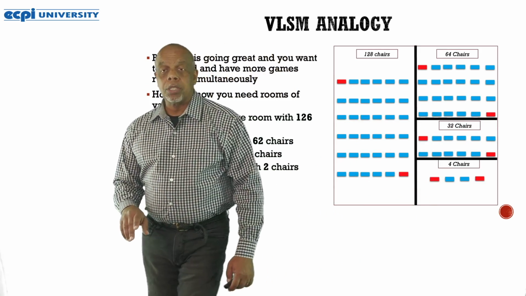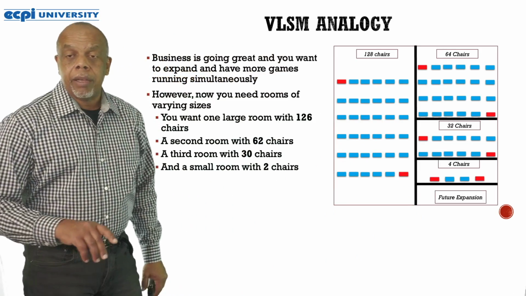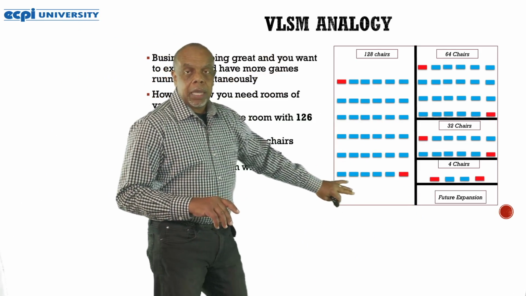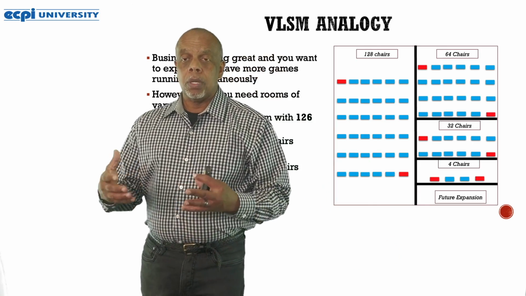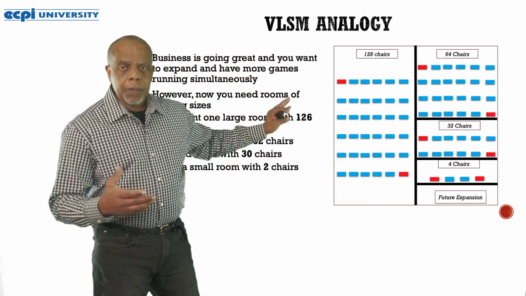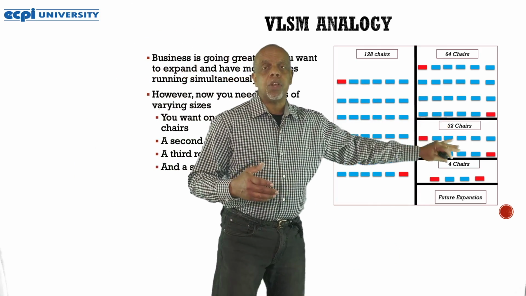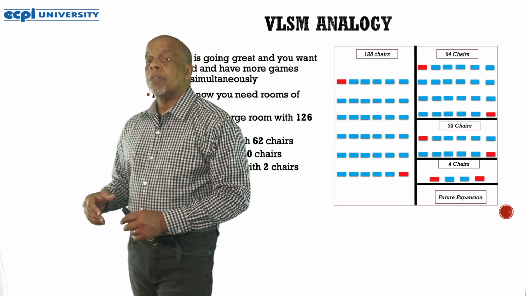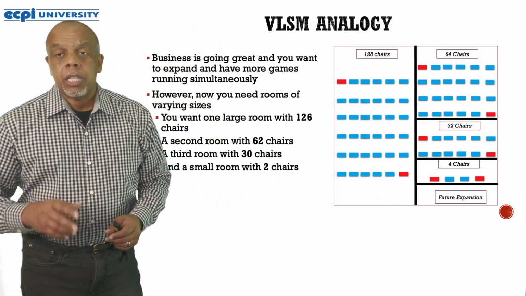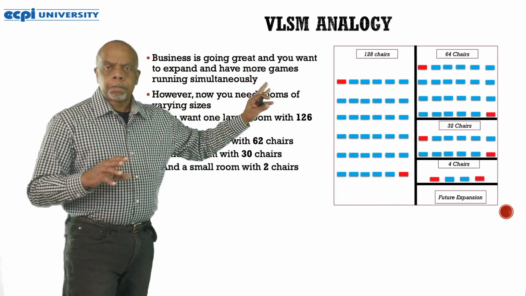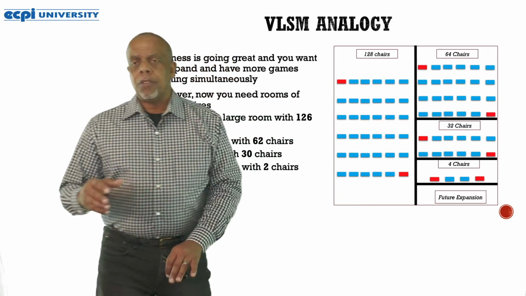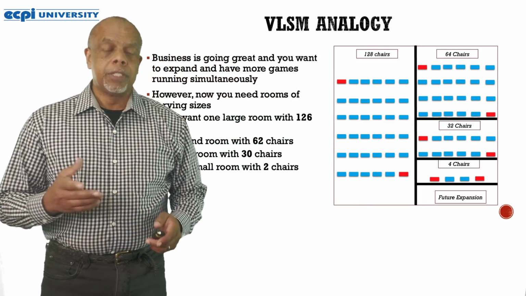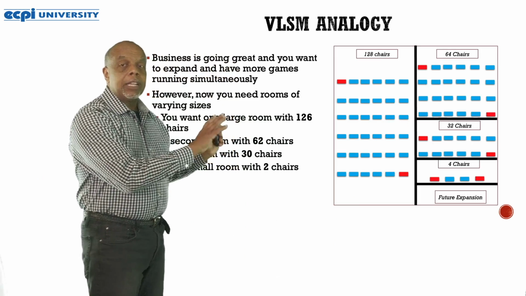And also, what you're going to see now, you're going to also have some extra space that's not being used for future expansion, which is good. Now, if you want to expand, because we haven't issued out all 256 of the available chairs yet. So if you do the math, 128 and 64 and 32 and 4 comes up to less than 256. So that is what VLSM does for you.